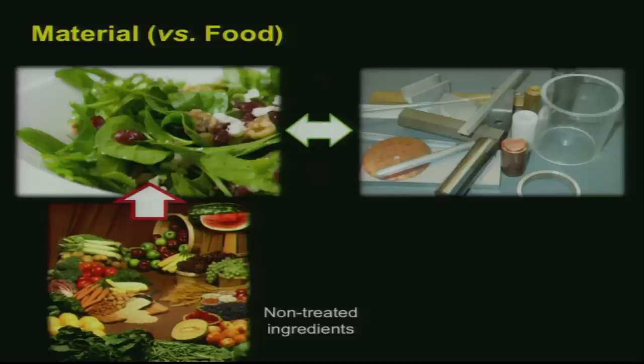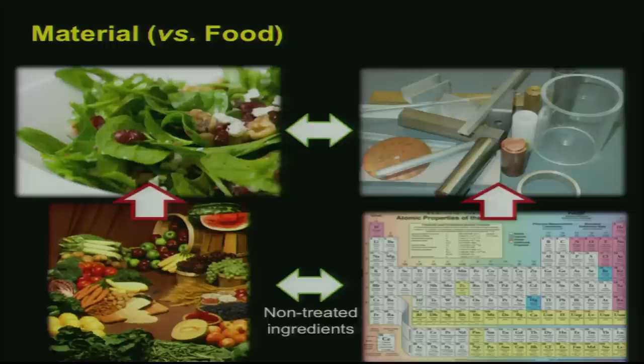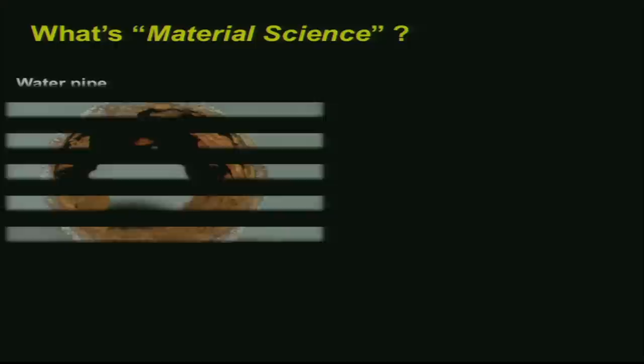So this is kind of boring compared to the salad ingredients. However, this is what we have. This is, as you know, the periodic table. So all kinds of atoms are our ingredients. When you use certain ingredients, you can make metal or ceramic, something like that. So this basically shows what material science is.